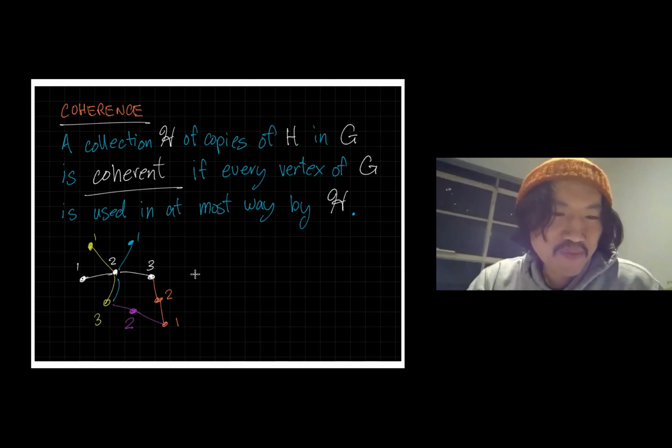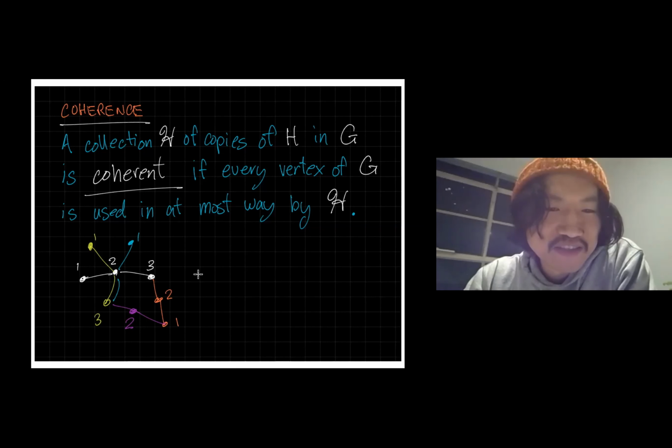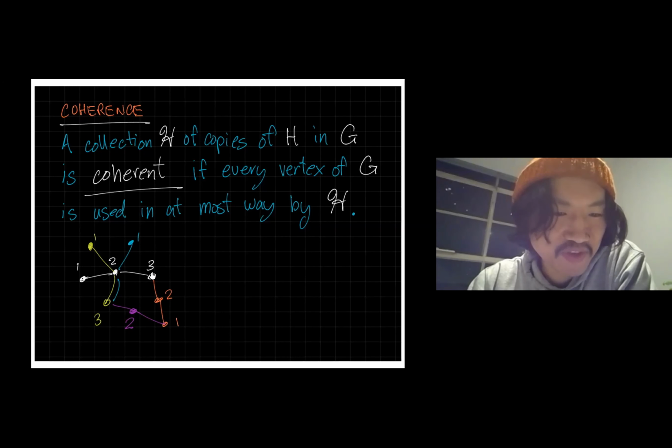So here I want to look at copies of the three vertex path in G. I can consider that as a labeled set where I label it according to the order along the path. And I don't want to do things like factor out by isomorphism. We know that if we switch one and three, I get the same graph, but I'm really considering one to be different than three. And this family is coherent if each vertex is used in the same way by all copies of H. So here I've drawn a coherent family of copies of the three vertex path. If I look at this vertex, it always appears as the middle vertex of the paths, right?